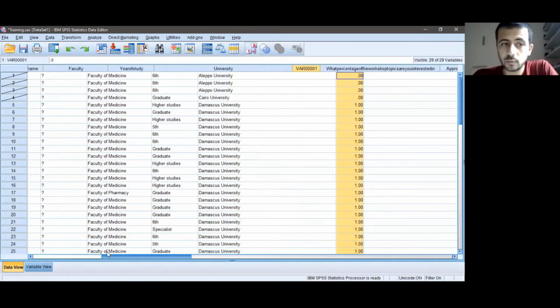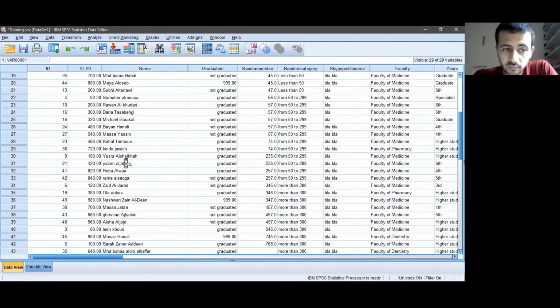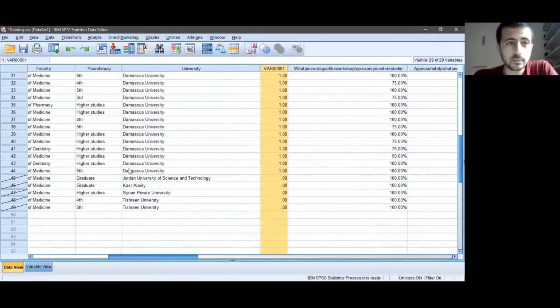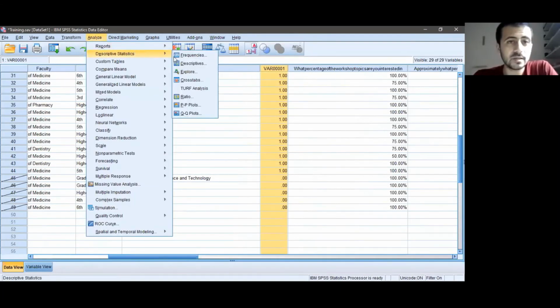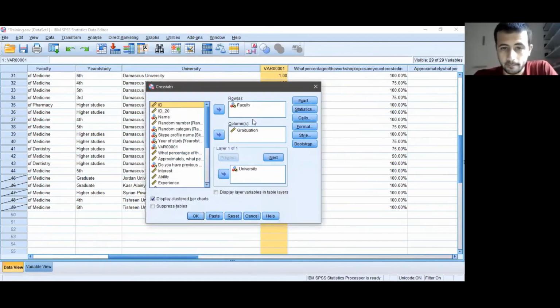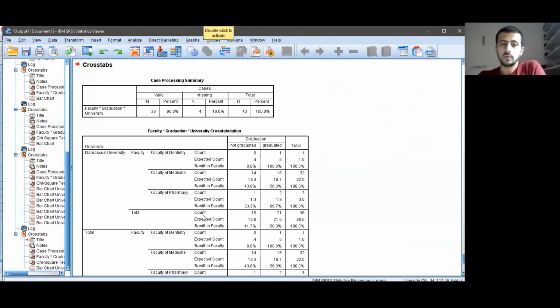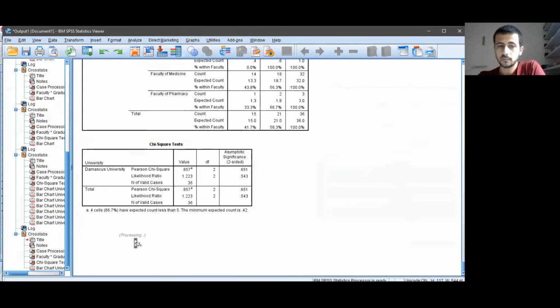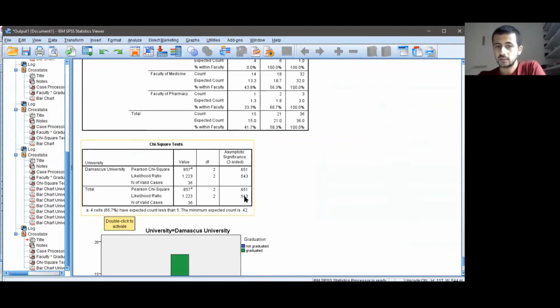Okay, and this is a good thing. Now for every analysis I will do, they will cross everything else. So I will do the same analysis, and I don't want to change anything, but look at the result. Now I just have Damascus University and the total, and I have the chi-square for Damascus University and for the total. And actually the total is equal to Damascus University. Why? Because we don't have any other university.